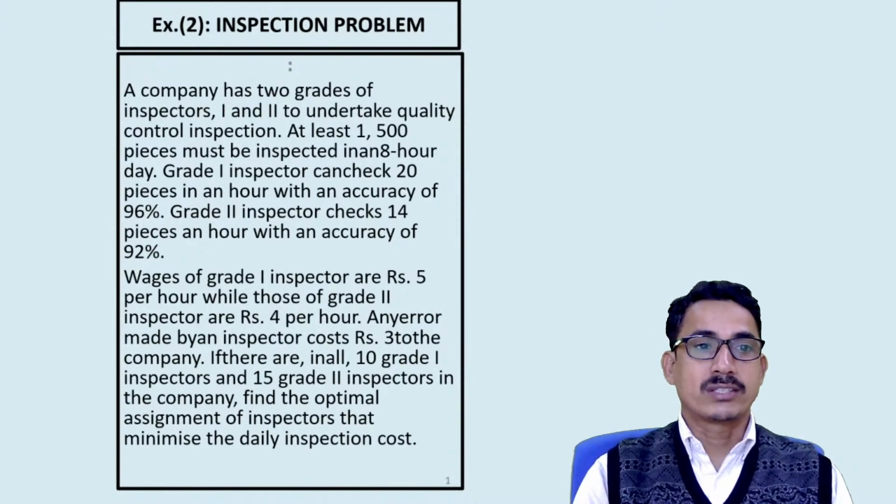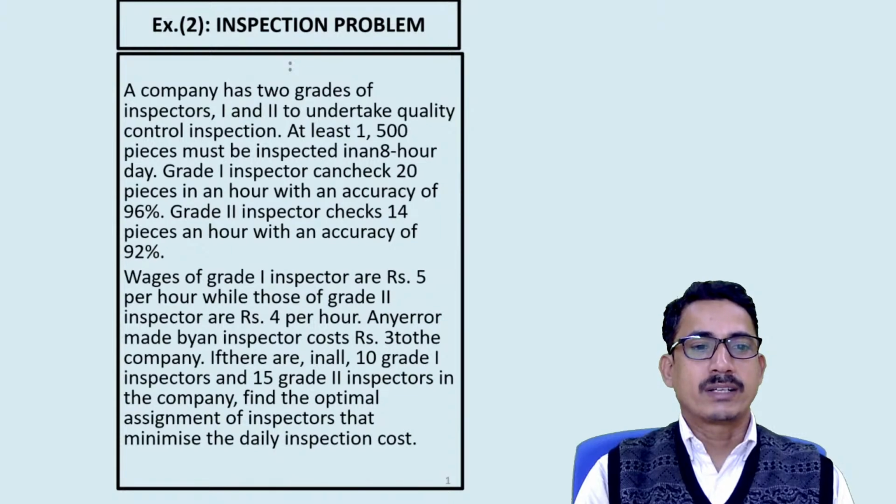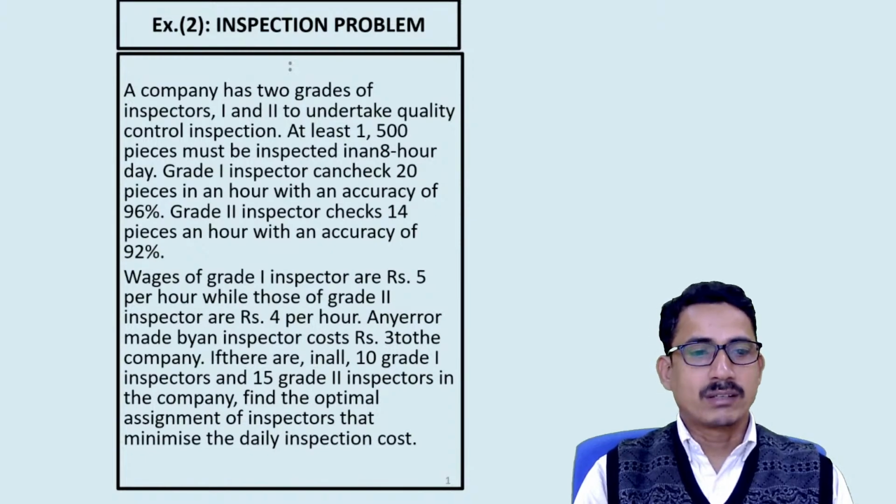Similarly, a grade 2 inspector checks 14 pieces in an hour with an accuracy of 92%, I mean, 8% is error. Now, what wages are we paying? The wages for a grade 1 inspector are rupees 5 per hour, while those of a grade 2 inspector are rupees 4 per hour. Any error made by an inspector costs rupees 3 to the company. If there are in all 10 grade 1 inspectors and 15 grade 2 inspectors in the company, find the optimal assignment of inspectors that minimizes the daily inspection cost.